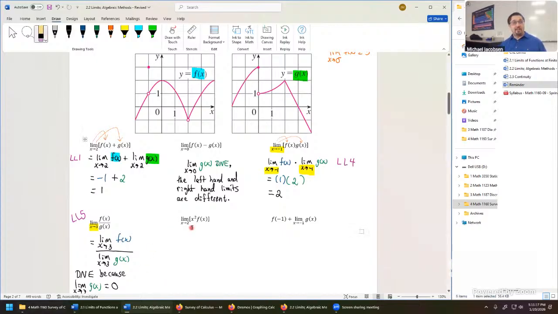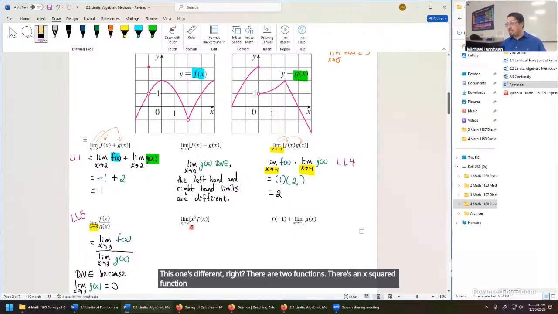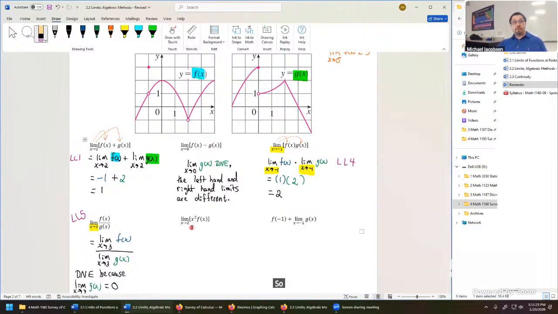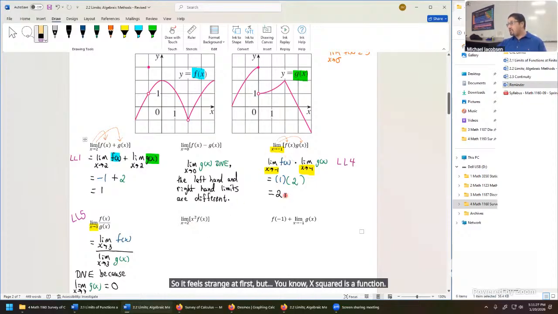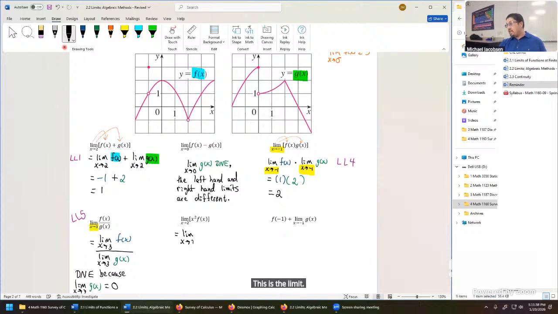This one's different, right? There are two functions. There's an x squared function and an f of x function. So it feels strange at first, but x squared is a function just like an f of x times a g of x is a function. We can just straight out use limit law 4 and break out this problem by saying this is the limit as x tends to 2 for x squared times the limit as x tends to 2 of f of x.